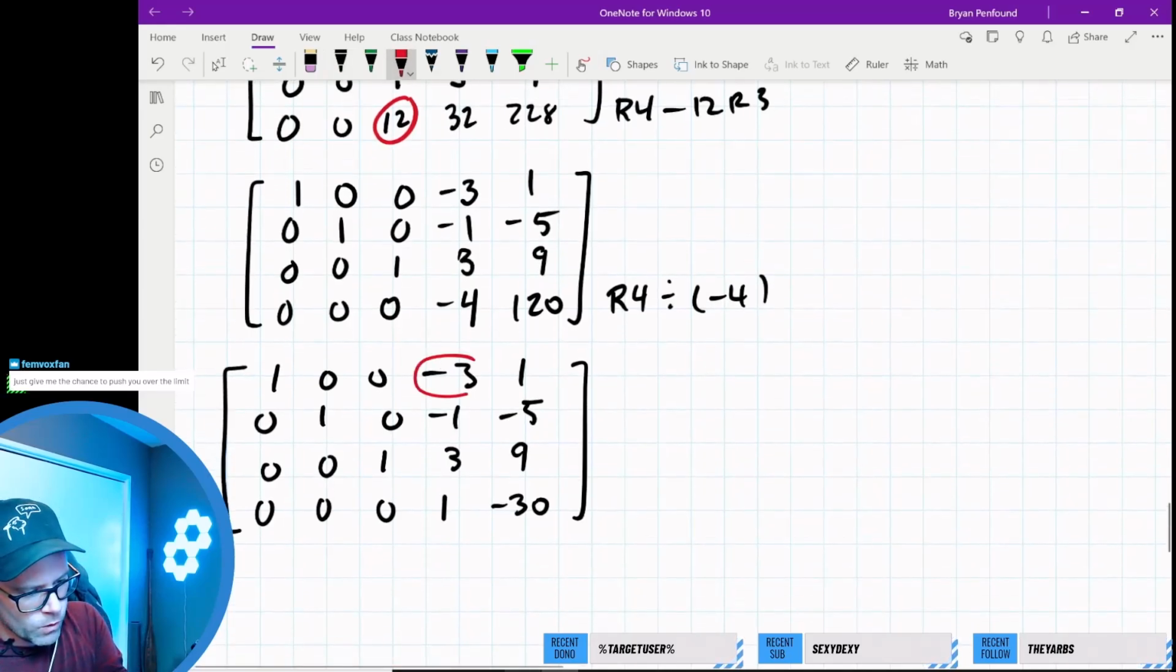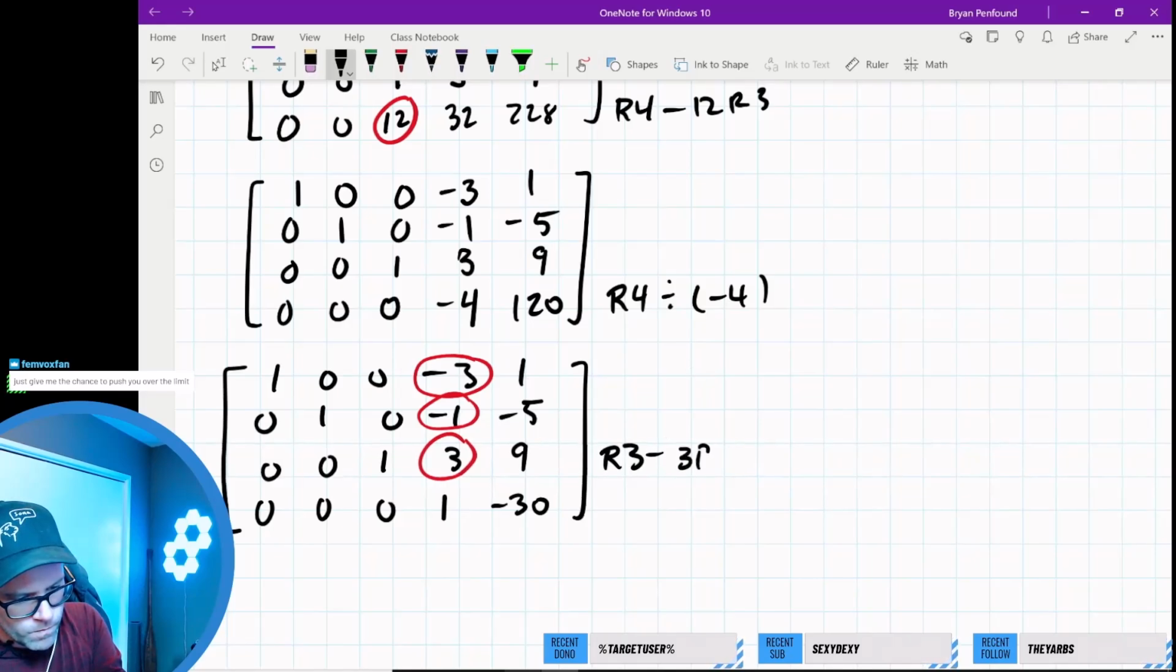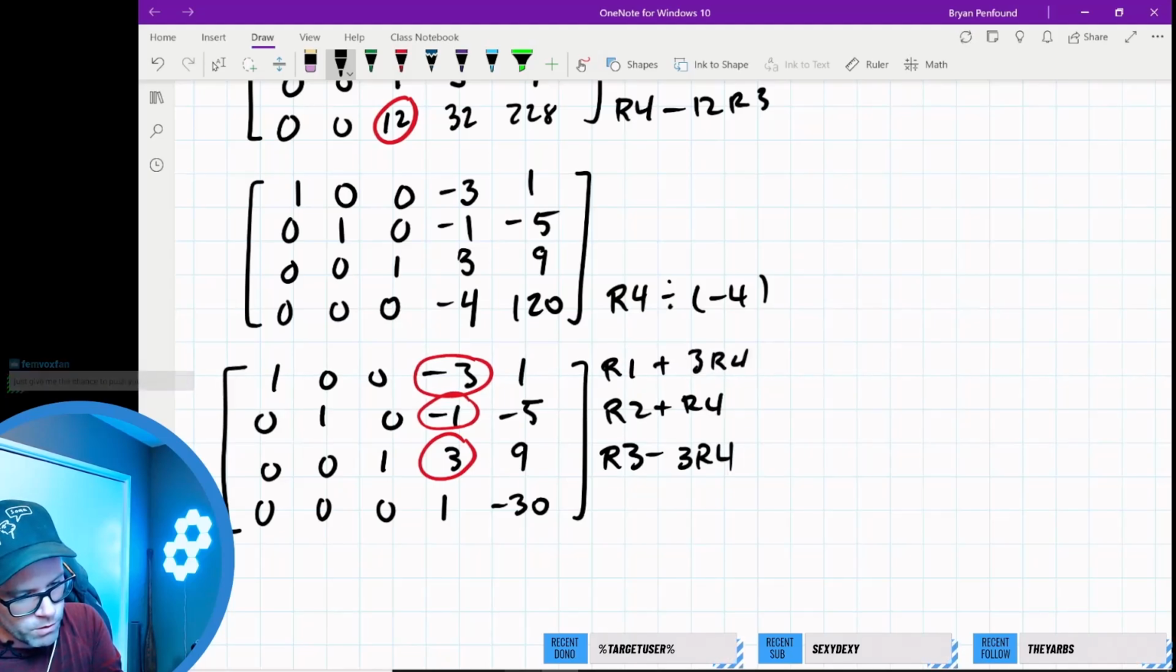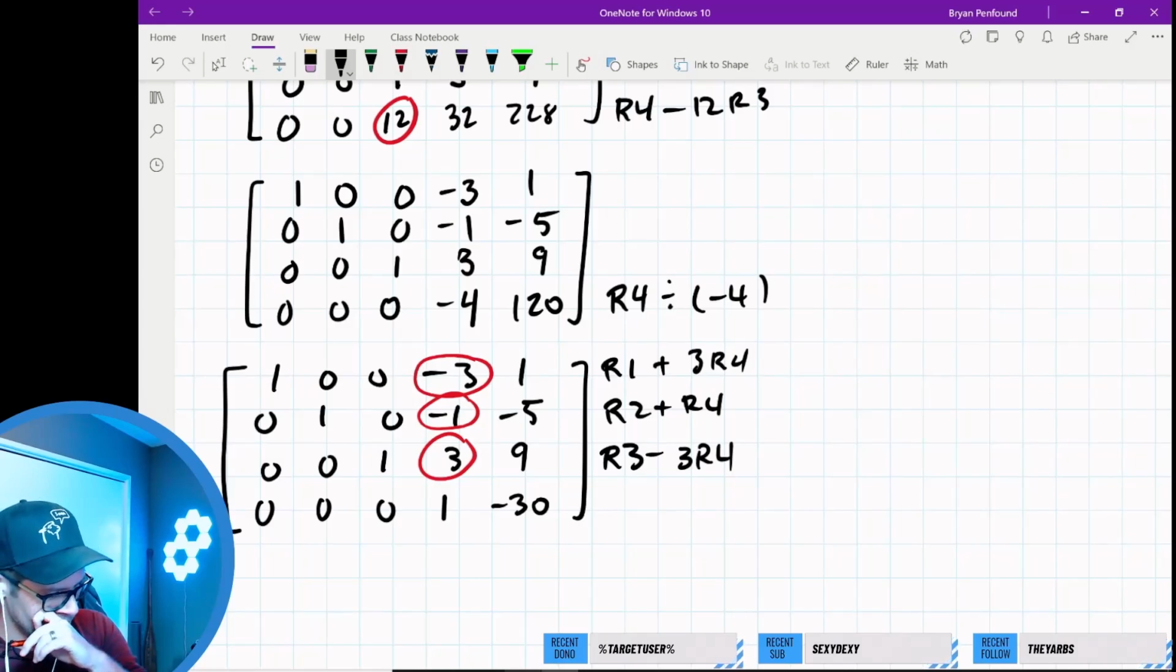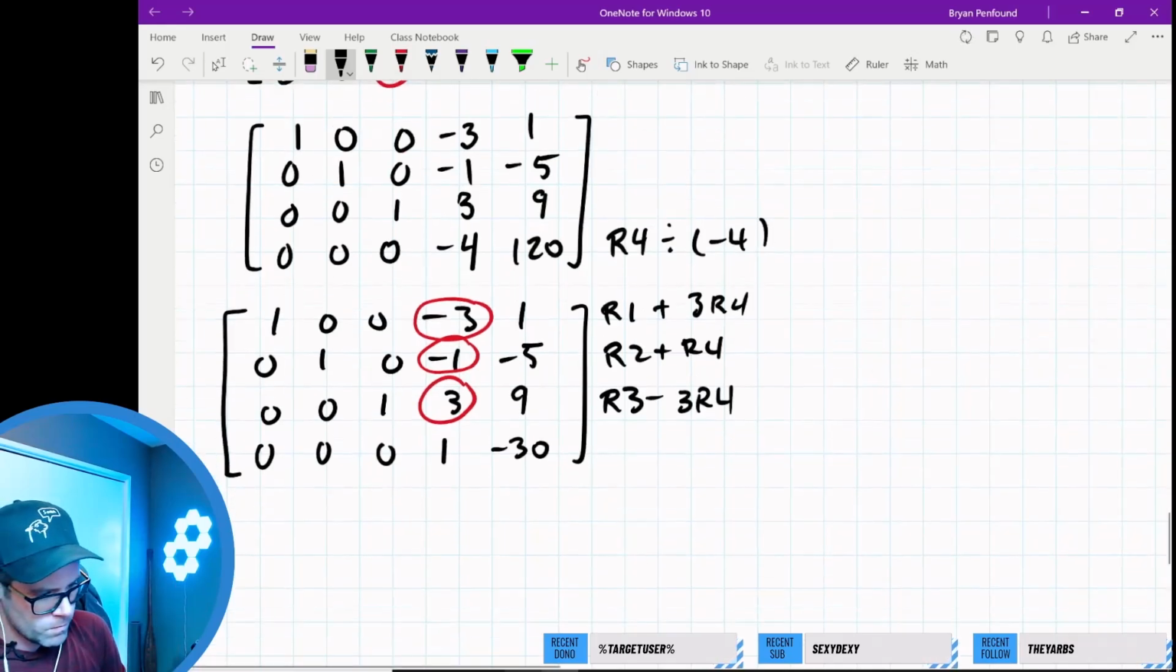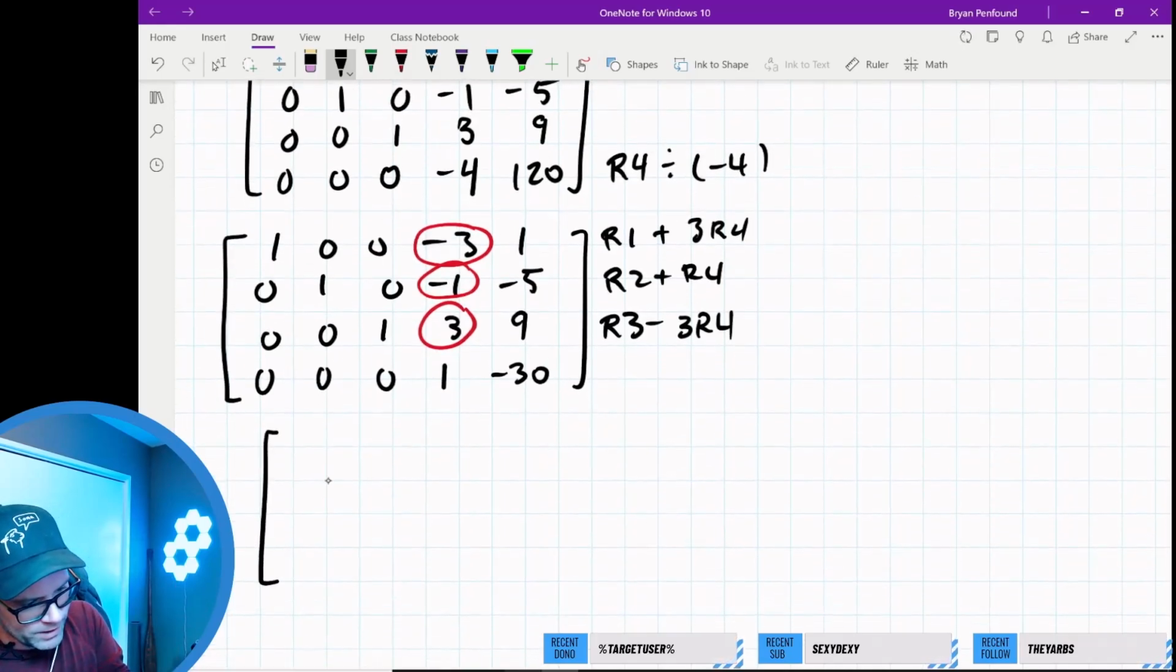And with a final leading one, we get rid of these and get to a final answer. So we need row 3 minus 3 row 4s. We're going to need row 2 plus row 4, and we're going to need row 1 plus 3 row 4s. That should do the trick. I hope. I hope. Let the pain be over.